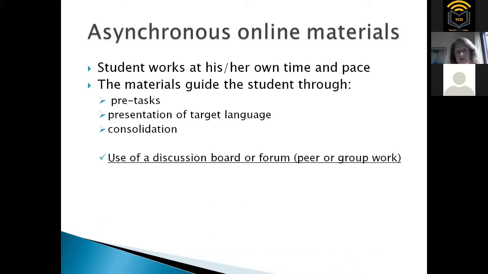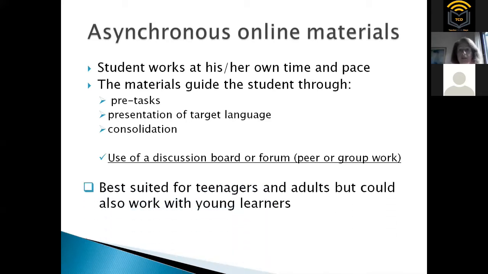Now, in asynchronous materials, what we can use for interaction is discussion boards or forums, and the platforms do offer that. And this is one new way of actually including peer or group work in our classes. And you know that we've got the breakout rooms and we've got the discussion boards and the forums, and this is where all the interaction, especially the learner-learner interaction, happens. Now, the asynchronous materials are best suited for teenagers and adults because they do need some level of maturity to be dealt with, but they could also work with young learners. It's not a no-no for them.